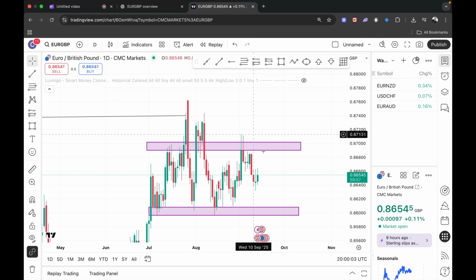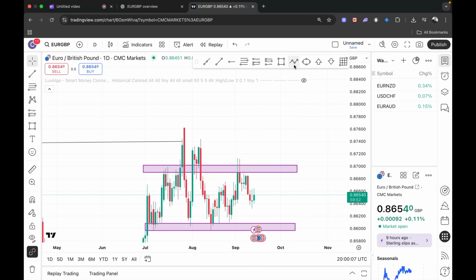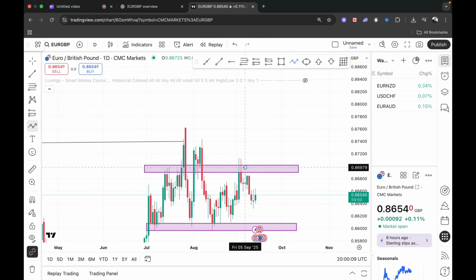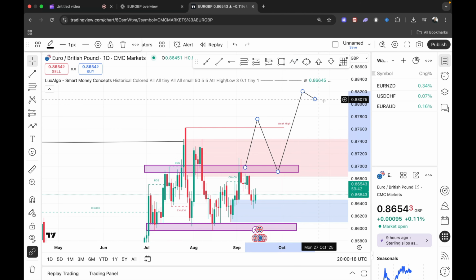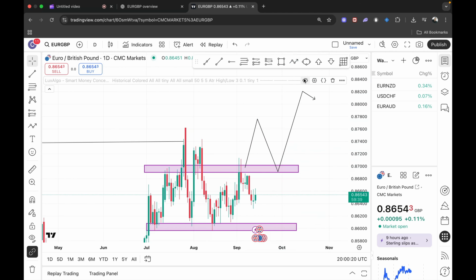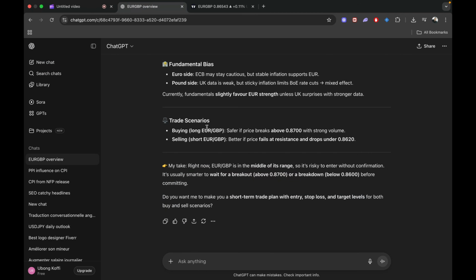Can you remember what I said, guys? We have to wait for price to break above this level. This is exactly the level ChatGPT is saying we should wait for. So we want to see something like a break and a retest of this level, and then we buy. And that is exactly what ChatGPT is saying right now, guys. So we have to wait for a break above this level.